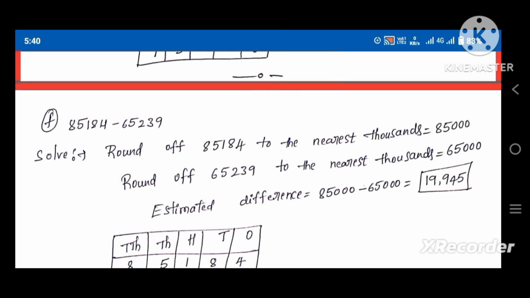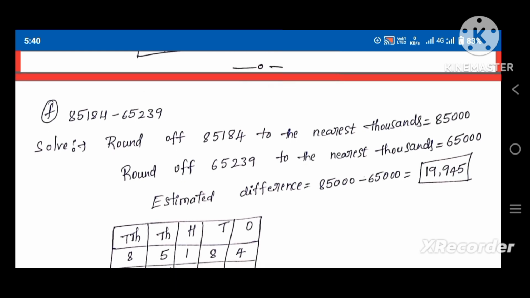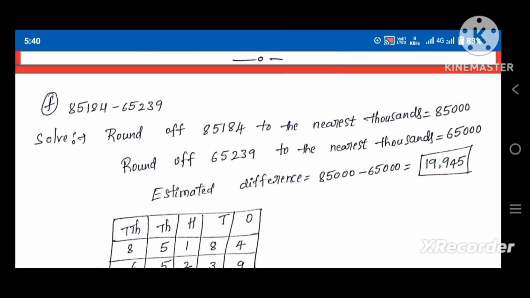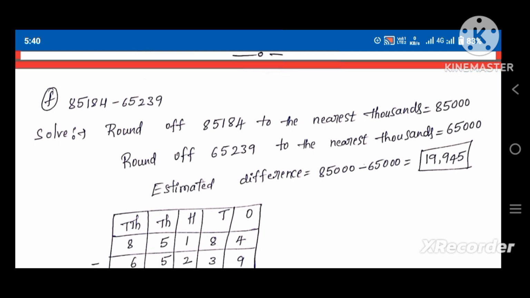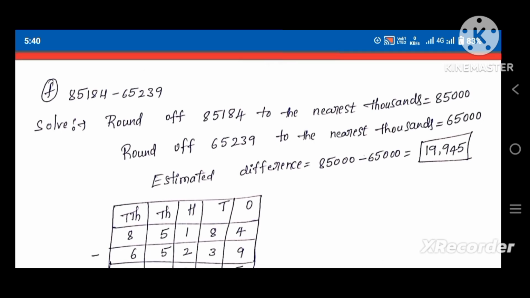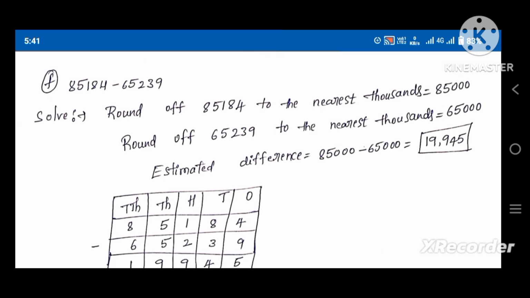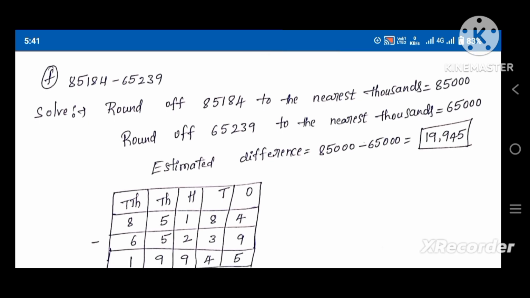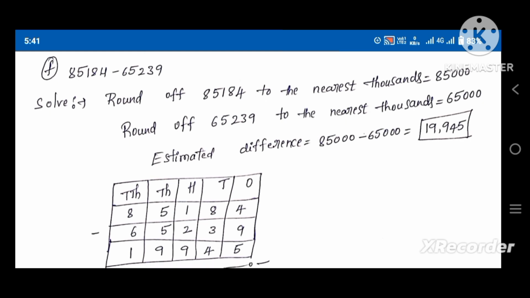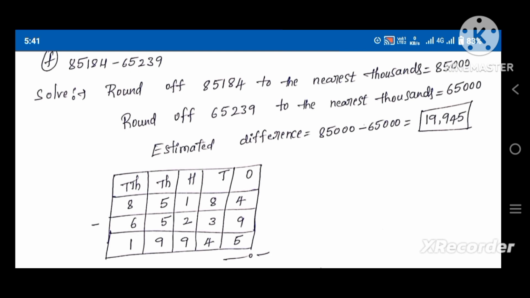Question number F. 85,184 minus 65,239. Solve. Round off 85,184 to the nearest thousands is equal to 85,000. Round off 65,239 to the nearest thousands is equal to 65,000. Estimated difference is equal to 85,000 minus 65,000 is equal to 19,945.